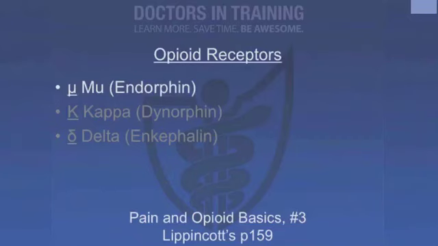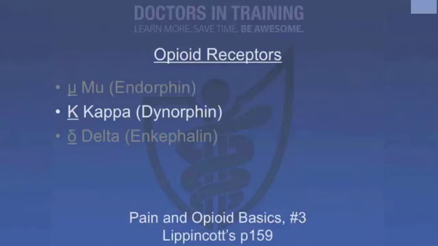Now, the mu is mostly associated with endorphin, and you often hear about people's endorphins getting up and not feeling as much pain. Well, that's a real thing. So endorphin can bind with mu receptors and can be very beneficial. Kappa is more closely associated with dynorphin, and delta is more closely associated with enkephalin.